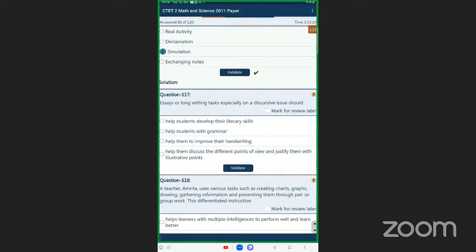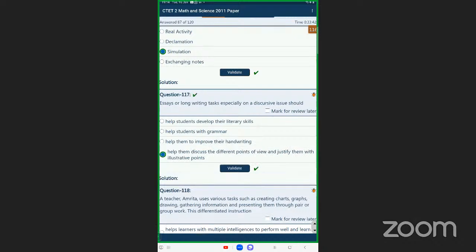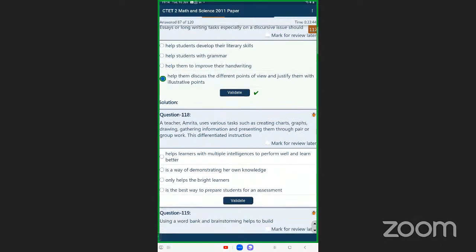Essay or long writing task, especially a discursive issue, help them discuss the different points of view and justify them with illustrative points. Now question number 18, student.